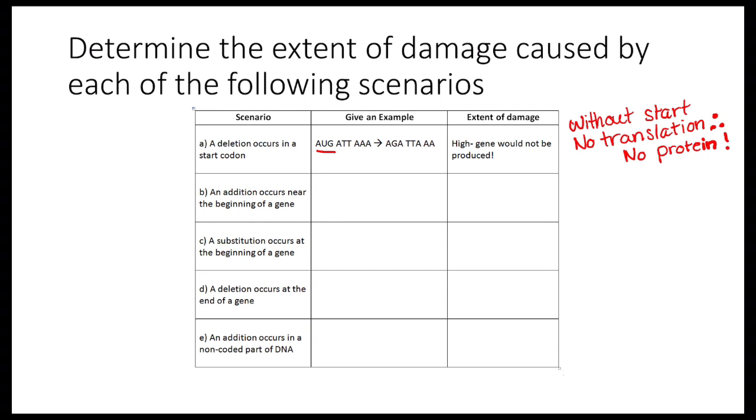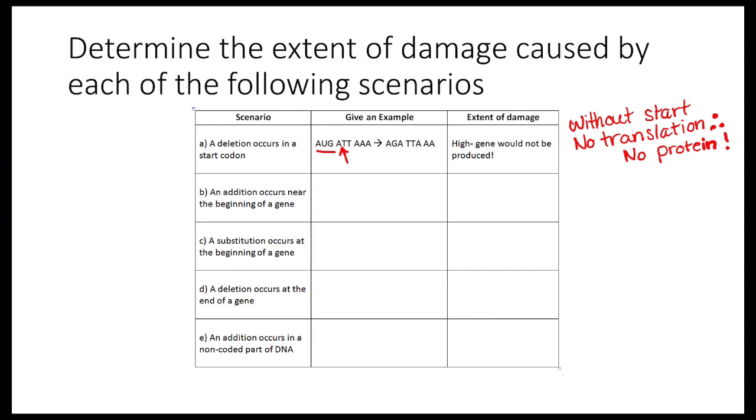For B, an addition occurs near the beginning of a gene. So think instead of it being in the start codon, maybe it's like here. So what would this look like and how damaging would it be? What's the extent of the damage? C, a substitution occurs at the beginning of the gene, again in that same kind of ATG region. You don't have to use that exact string, by the way, you can write your own. But what would that look like? What's an example of it? What's the extent of the damage?